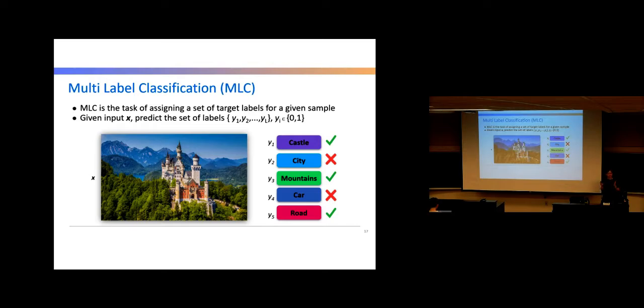It is different from the multi-class classification task, in which I only assign one label from my output set of labels. Only one of the C.